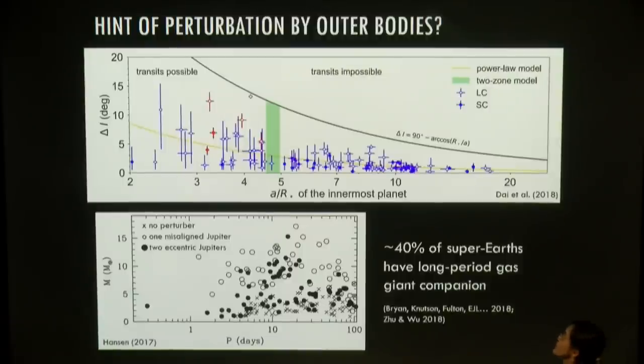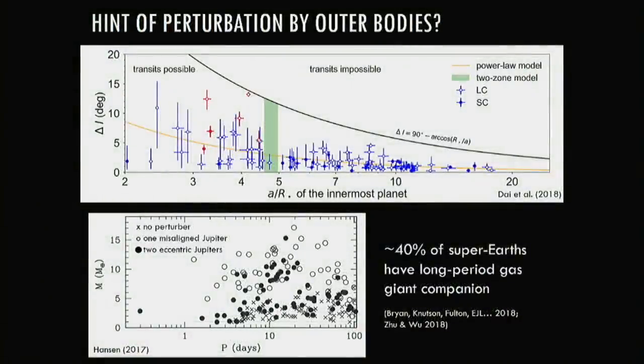There is also some hint of dynamic perturbation of these close-in planets. This comes from very recent results by Fei Dai at MIT/Princeton, where if you look at the mutual inclination of these ultra-short period planets, they tend to appear much more flared up compared to those that are farther out. So this could be evidence of some dynamic perturbation by an outer companion. I think it's a very promising avenue to think about, because recent results have shown that 40% of all super-Earth systems have long period gas giant companions.